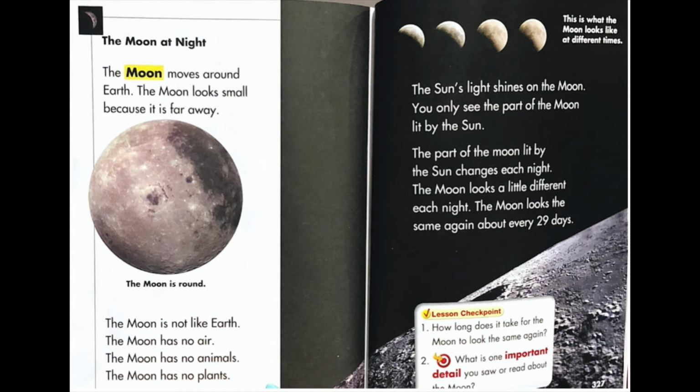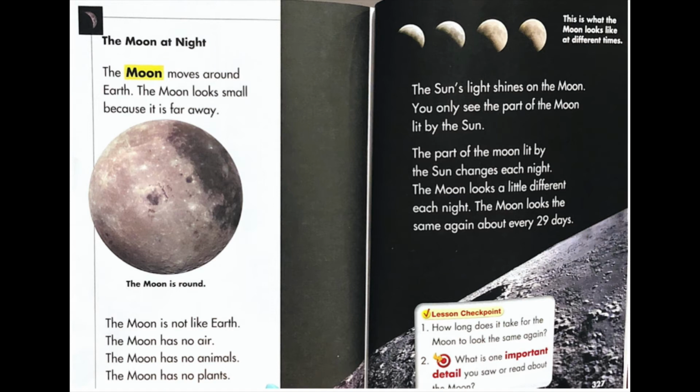So here it says, the sun's light shines on the moon. You only see the part of the moon lit by the sun. The part of the moon lit by the sun changes each night. The moon looks a little different each night. The moon looks the same again about every 29 days.